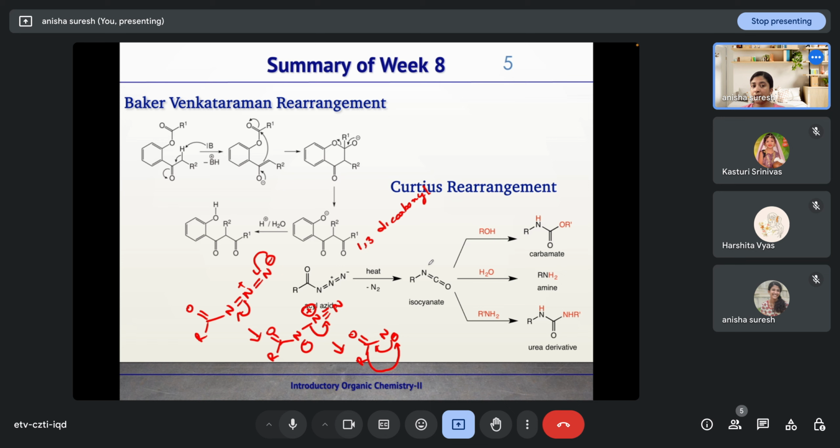And this is the intermediate in this reaction. Upon this isocyanate reacting with alcohol, it can lead to the formation of a carbamate. When it reacts with water, it can lead to the formation of carboxylic acid, and a decarboxylation reaction will take place, leading to the formation of an amine. When it reacts with an amine, it will lead to the formation of urea. So this is the Curtius rearrangement, and this is one of the rearrangements that involves an isocyanate intermediate.